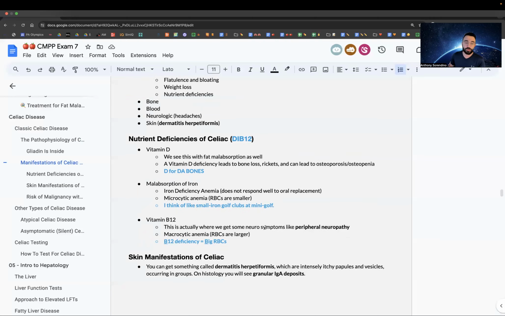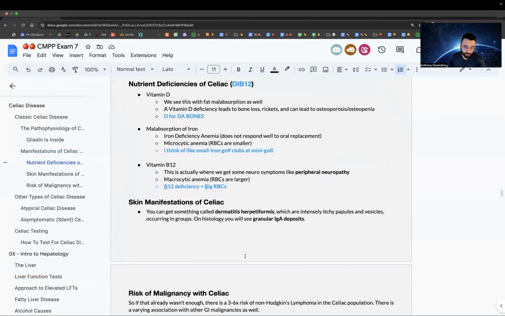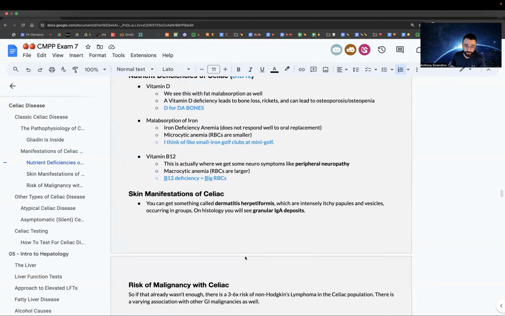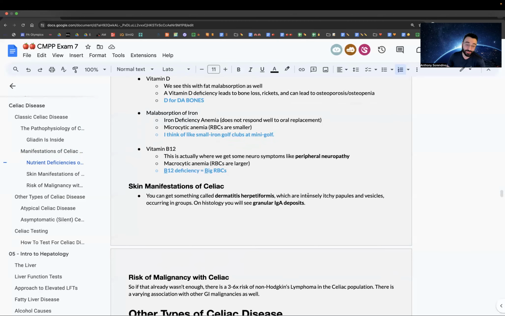You can also get a B12 deficiency. This is where you get neuro symptoms like peripheral neuropathy. And this is where you're going to get macrocytic anemia. So I think of B12, B for big. So the B12 deficiency is going to give you big red blood cells. The skin manifestations we talked about, that's the dermatitis herpetiformis. These are really itchy papules and vesicles in groups. You're going to see these granular IgA deposits. So if you see that, it's going to be celiac.